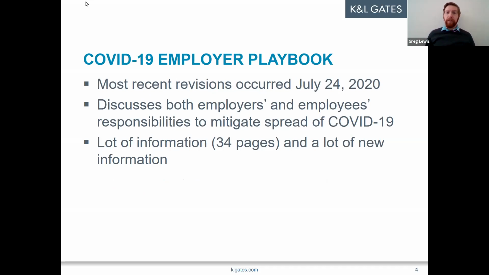All right, so the most recent revisions of the COVID-19 Employer Playbook occurred on July 24th, 2020. So this was before the blueprint became the new mechanism and standard, but a lot of these same guidelines that have been put forth in the playbook still apply to businesses as they're reopening. It's interesting that it attacks it from both the employer standpoint and the employee standpoint, outlining the responsibilities that both groups have to prevent and mitigate the spread of COVID-19. There's a lot of information in here. We're not going to cover all of it in this presentation. We have the link to this resource at the end of the slideshow, but we would encourage you to look through it. It's 34 pages. Lots of it is new information, but we're going to touch on the highlights here. Next slide, please.